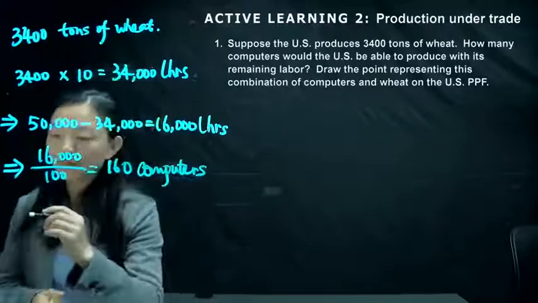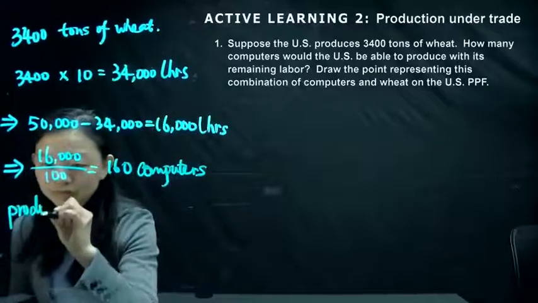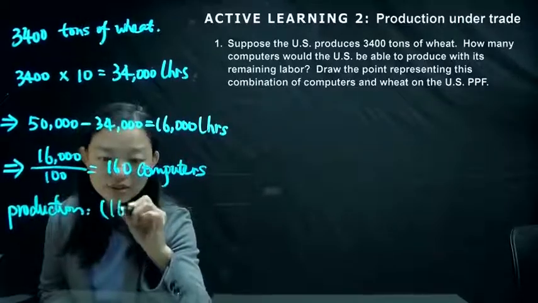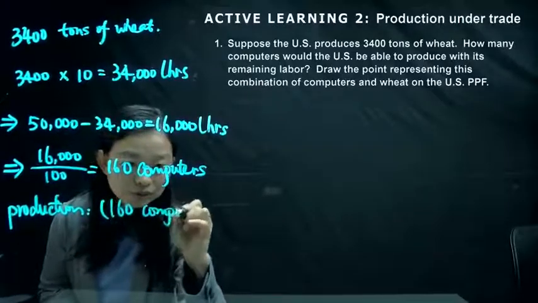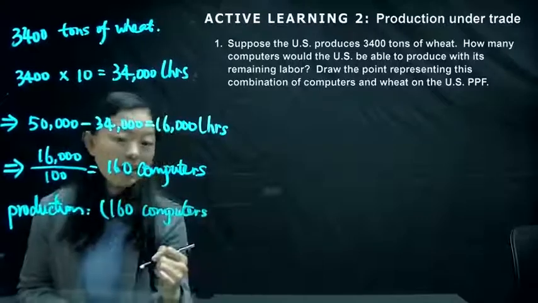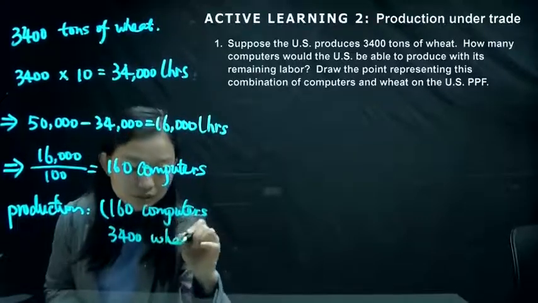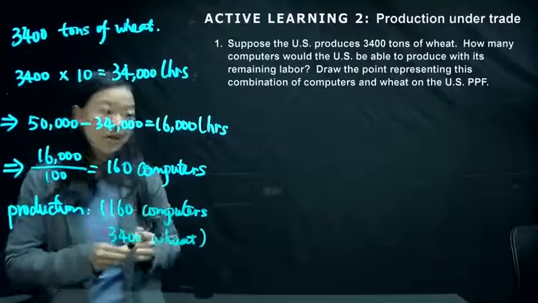Okay, so this is their production. The production for US will be 160 computers and 3,400 tons of wheat. Understand?